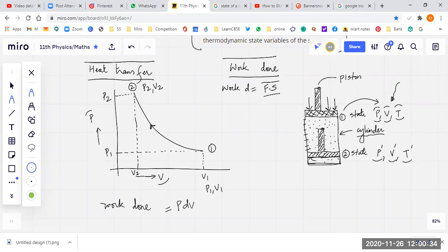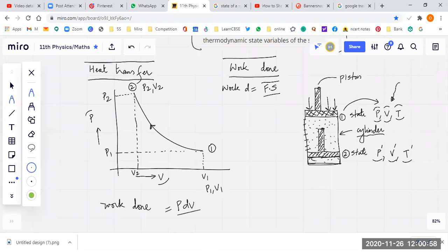Okay, when I say PdV, it is pressure into change in volume, because we believe when there is a pressure on this, the volume will definitely change. Like the change in volume in this case is basically V2 minus V1, right? So this is PdV.